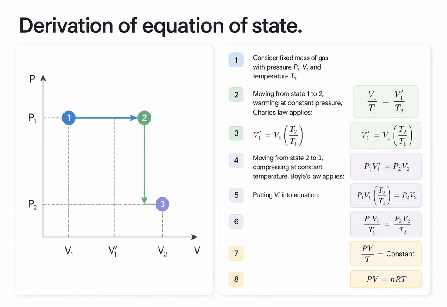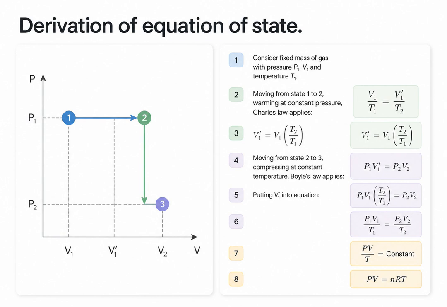Now, let's formally derive the ideal gas equation. Imagine a fixed mass of gas. First, we warm it at a constant pressure, applying Charles' law to find the intermediate volume. Then we compress it at a constant temperature, applying Boyle's law. Substituting the intermediate volume links all three variables, proving that P times V over T is a constant.